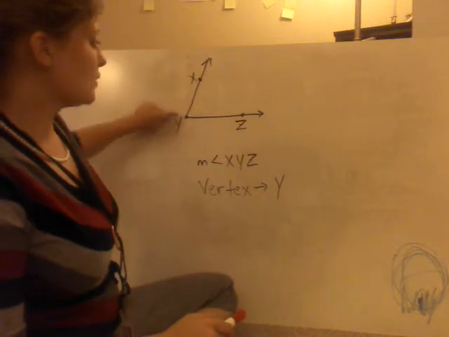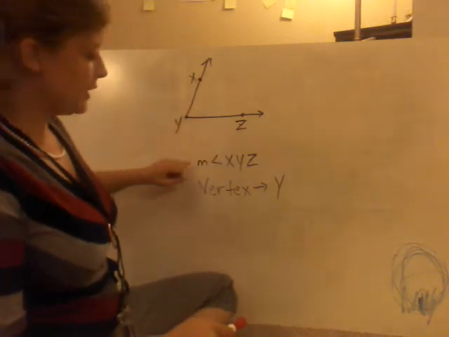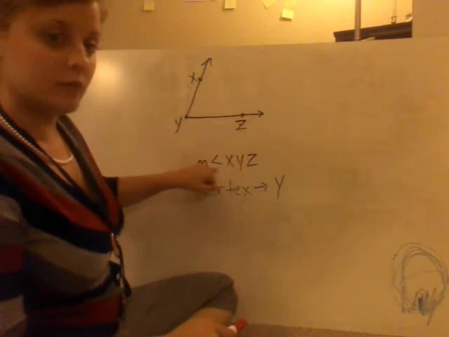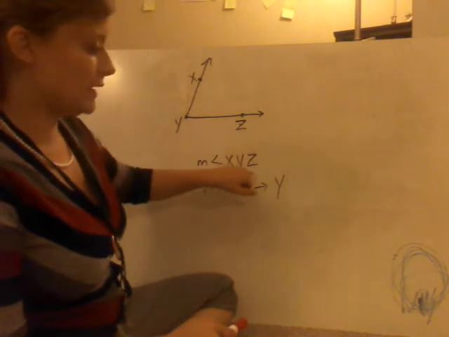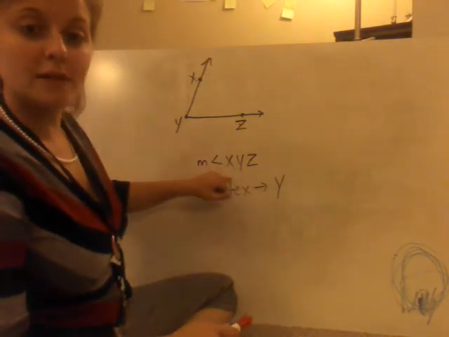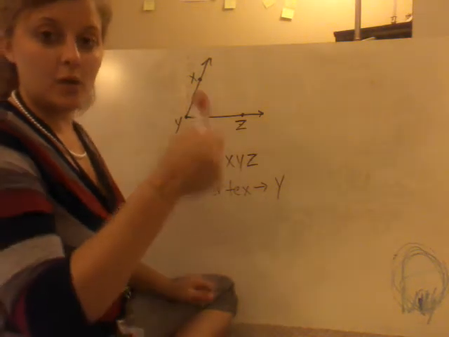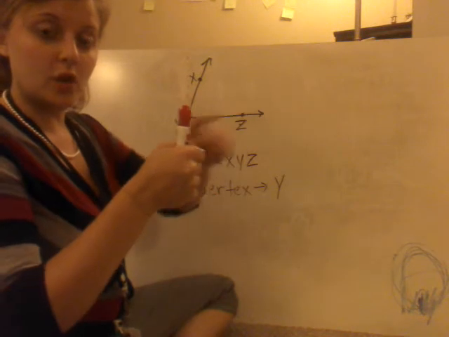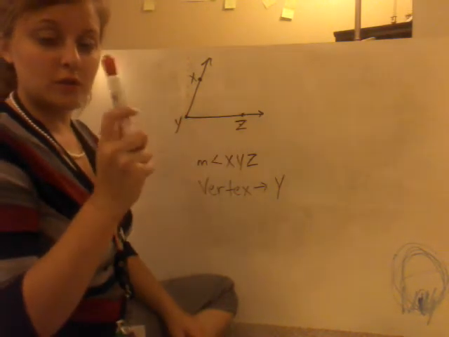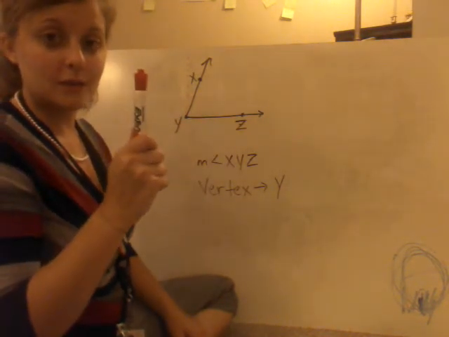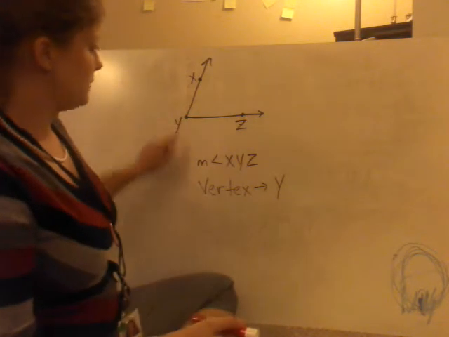I've got points X, Y, and Z labeled on it. This is read as the measure of angle XYZ. Remember, Y is in the middle, so that means that's what the vertex is going to be. The vertex being that single point where the two rays start, the vertex where the two segments or the two rays meet. Okay?